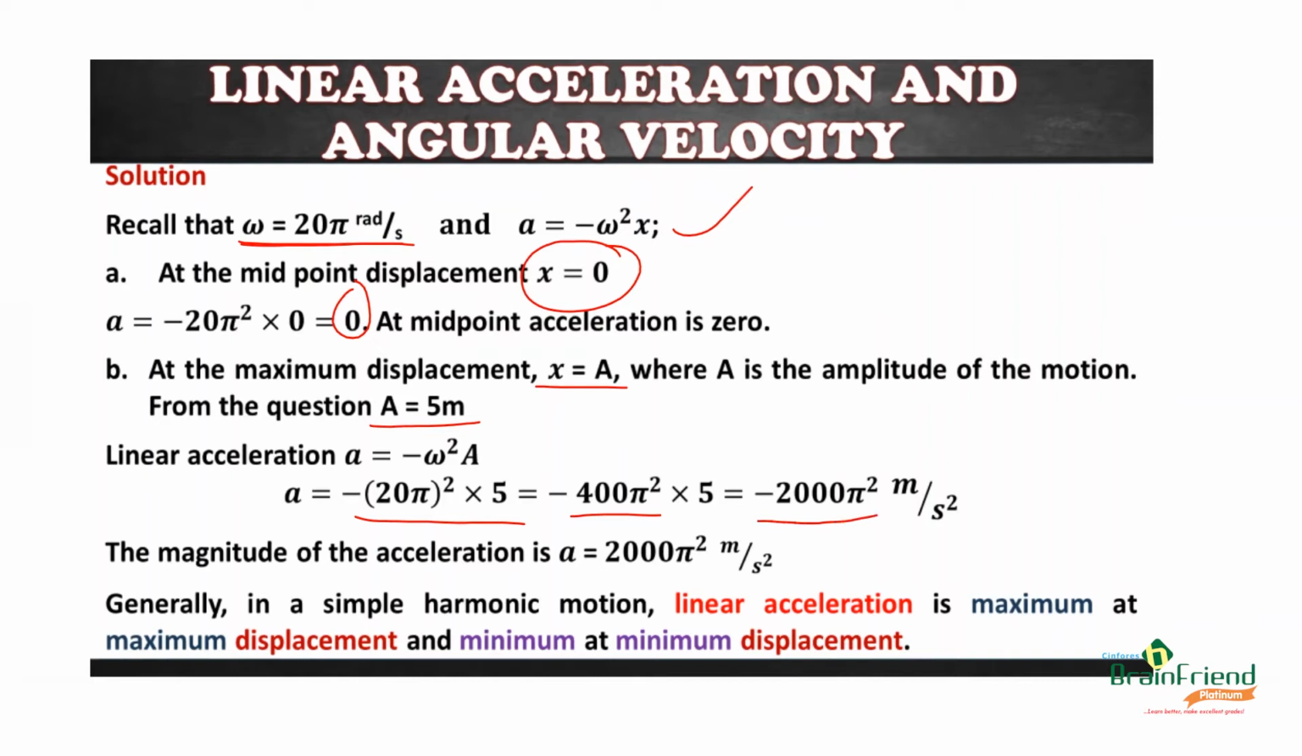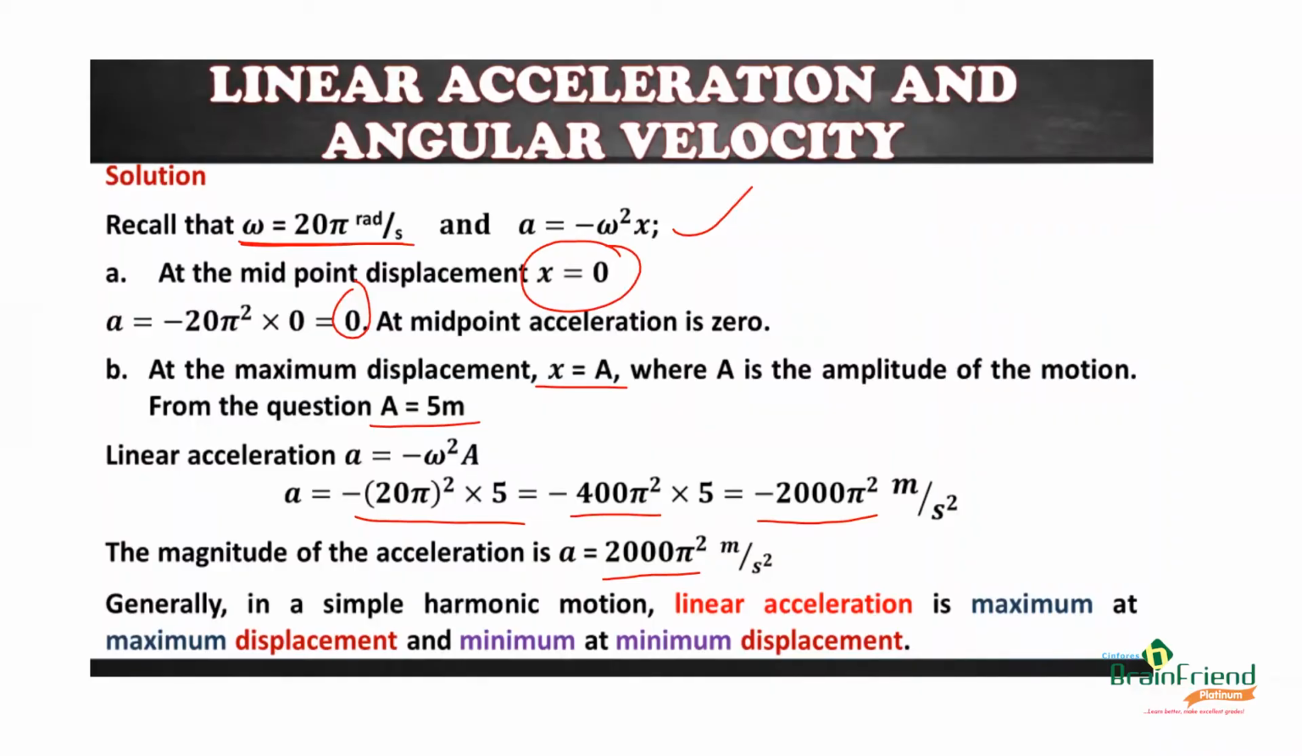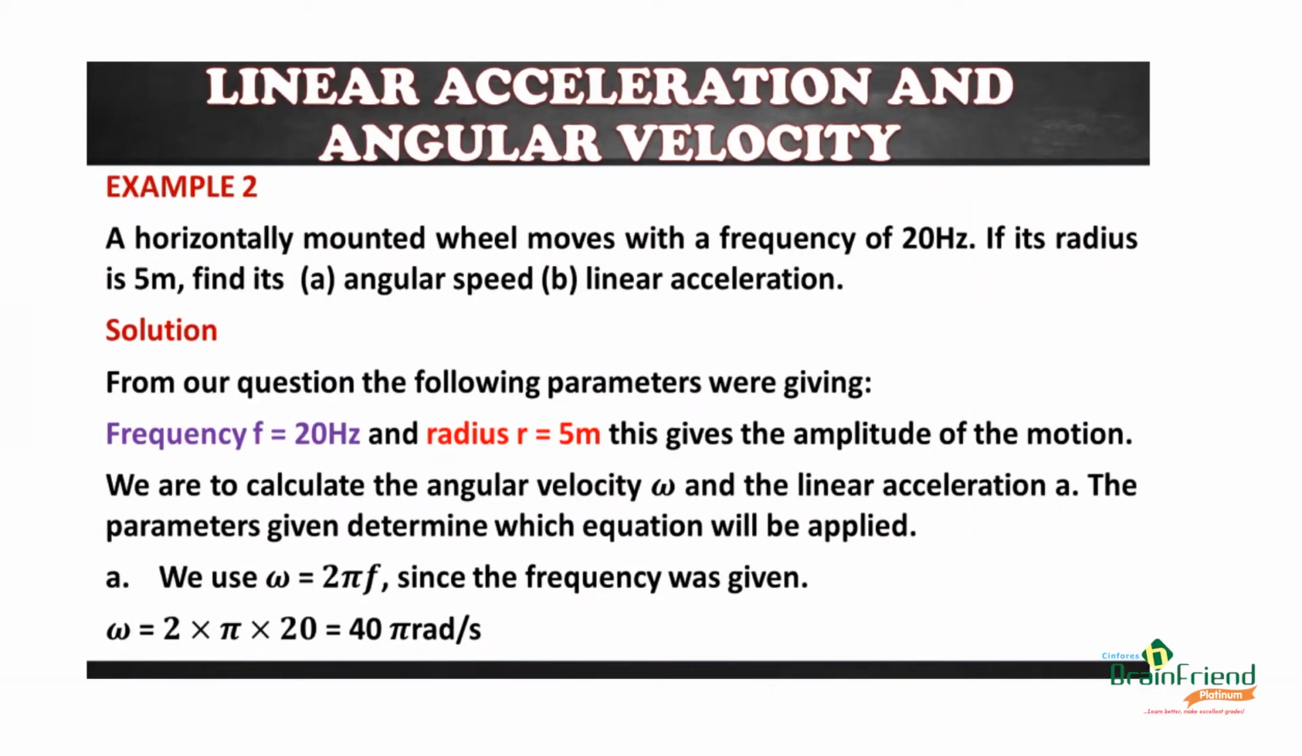Now remember that the negative sign shows the direction of the acceleration. Therefore, the magnitude of the acceleration is a equal to 2000 pi squared meters per second squared. Generally, in a simple harmonic motion, linear acceleration is minimum at minimum displacement and maximum at maximum displacement. Now let's go on to solve another example.